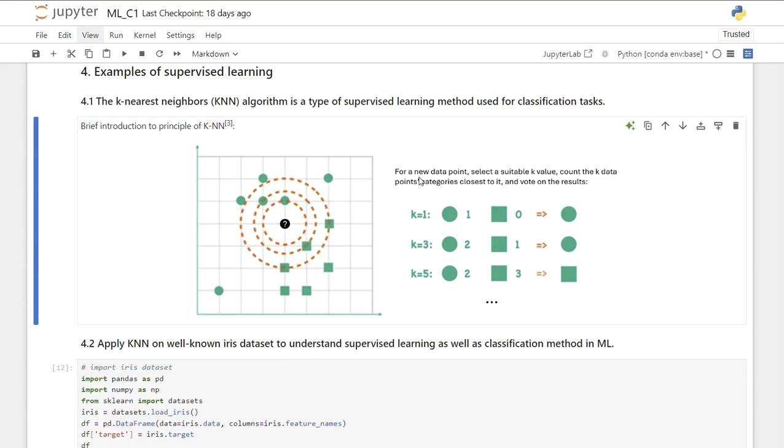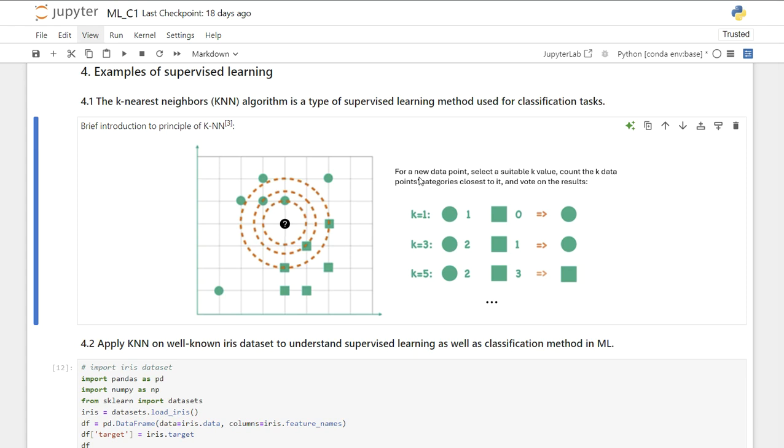Let's see some examples of supervised learning. In the beginning, I will introduce you to a very simple and popular algorithm called k-nearest neighbors. This is a type of supervised learning, and we usually use it for classification tasks. K-nearest neighbors, also called KNN.